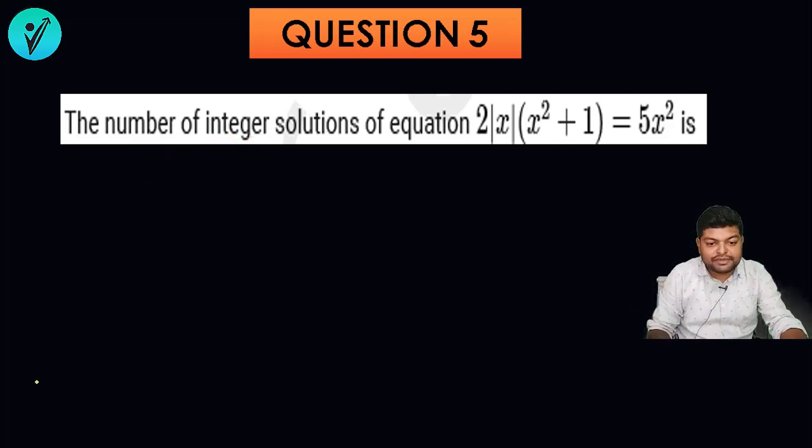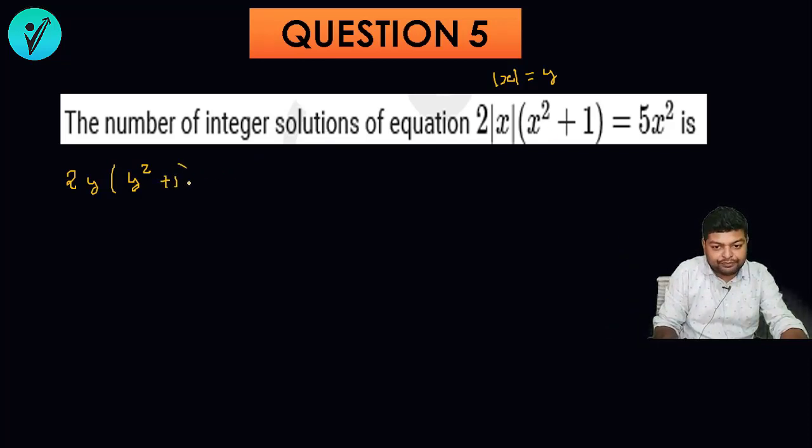So if both the terms are equal, we can write the equation like this. Let's assume that mod x is y, for easy writing. So we can change the equation like this. It will be 2y into y square plus 1 equals 5y square, because x square is the same as mod x square.